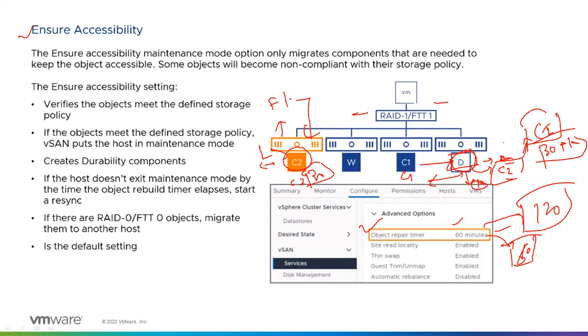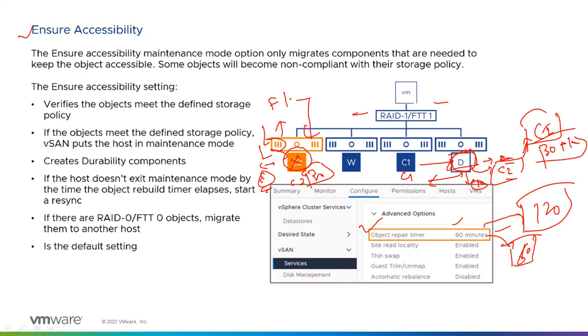Then if you ask me, sir, what happens if my host comes back after 60 minutes, 80 minutes, or maybe 90 minutes, don't worry. It will remove the C2 completely from here, and as per your policy, it will put some data in from fresh. Okay, are we clear so far?